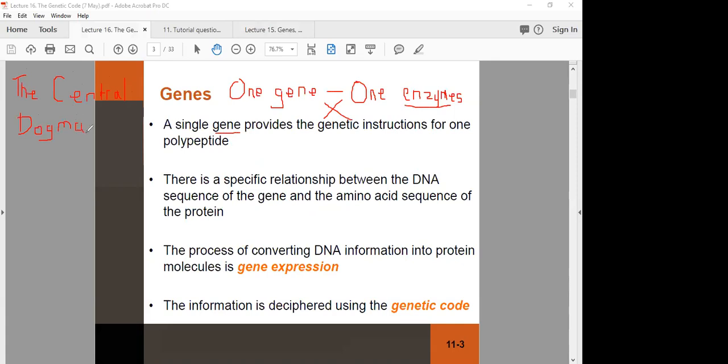Okay, and this is very simple, and it still mostly holds true today. The central dogma of gene expression shows that there's a relationship between the DNA sequence of a gene and the amino acid sequence of the protein product. The central dogma says that information found in the DNA is used to form RNA, and this process is called transcription.